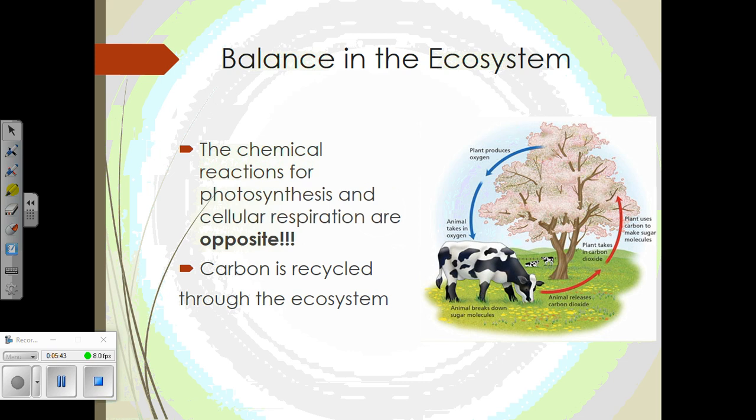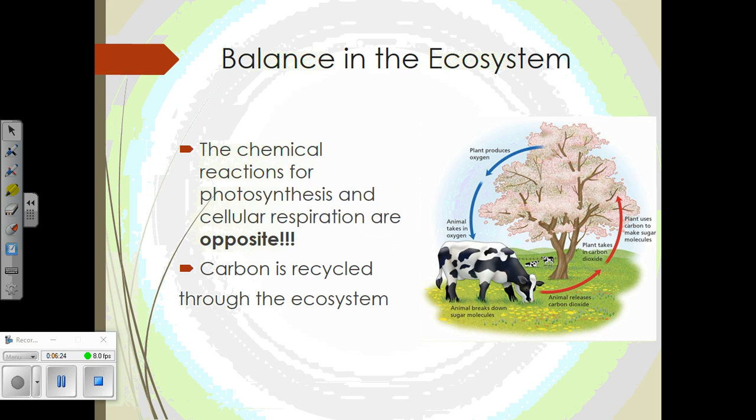So what we're seeing is we actually have a cycle. These reactions are opposite of each other. The plant makes oxygen and makes sugar. Animals take in that oxygen and the sugar, where they do cellular respiration. The animal then releases carbon dioxide and water. Plants take in carbon dioxide and water, which is where they do photosynthesis. Cellular respiration, photosynthesis. We have a complete cycle. The same materials are cycled and recycled over and over again.